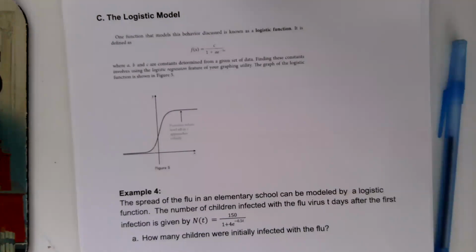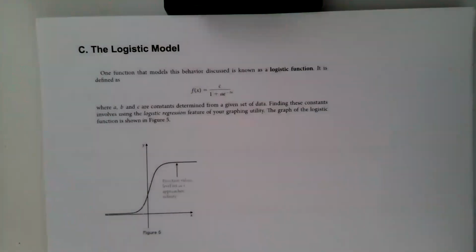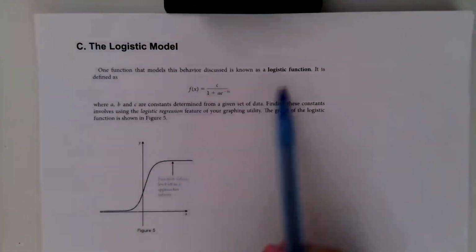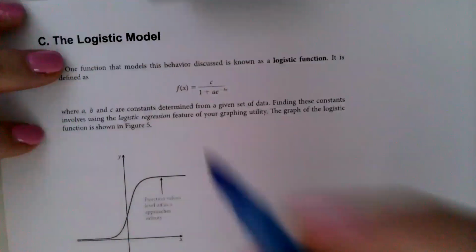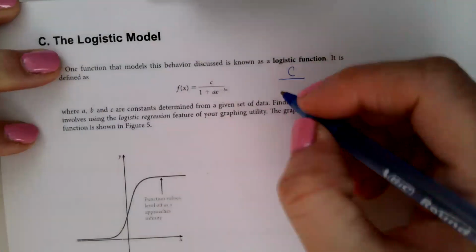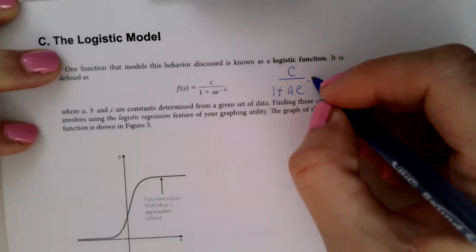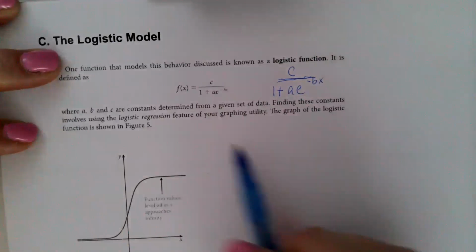Okay. The last model I want to have you look at is called a logistic model, and it's used in medical, and also in animal and wildlife, like preservation of populations of animals. It's a logistic function, and its parameters are C and A and B. You can see B is right here. So it's C over 1 plus A times e to the negative bx. So A, B, and C.